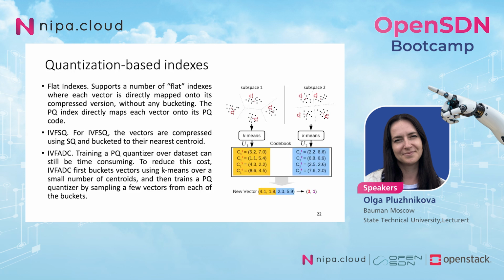Next index, the inverted file index with SQ. The vectors are compressed using SQ and bucketed to their nearest centroid. And the next one first buckets vectors using k-means over a small number of centroids, and then trains a PQ quantizer by sampling a few vectors from each of the buckets.